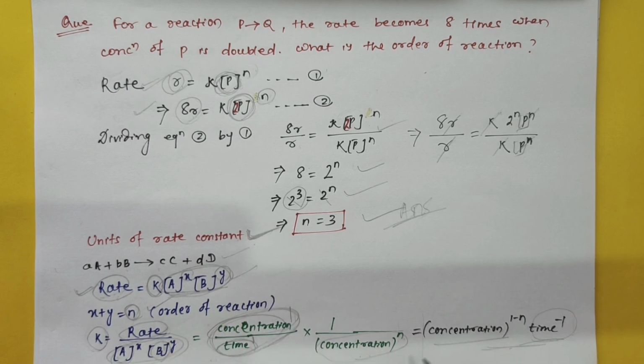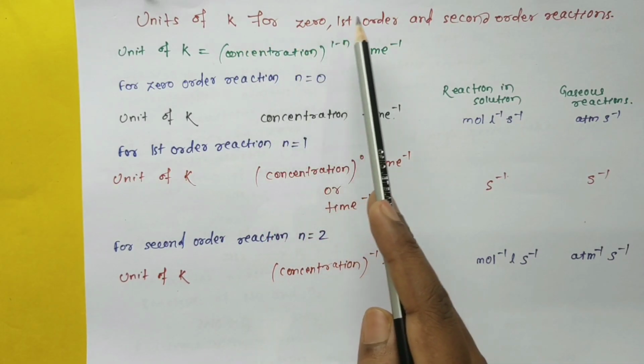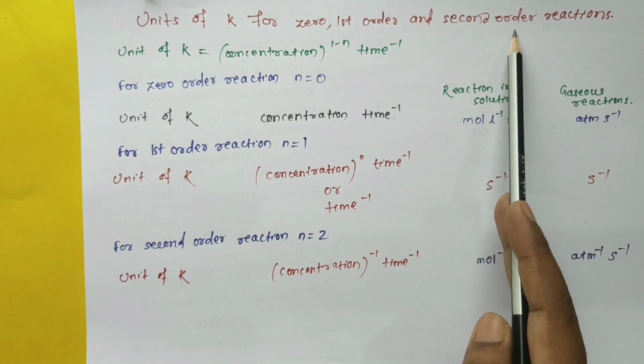Suppose we take a zero order reaction, then it will be 0. Suppose we take a first order reaction, it will be 1. Suppose we take a second order reaction, it will be 2. Any fractional order reaction, it will be any fraction. Clear? The units of rate constant for zero order, first order and second order reactions.